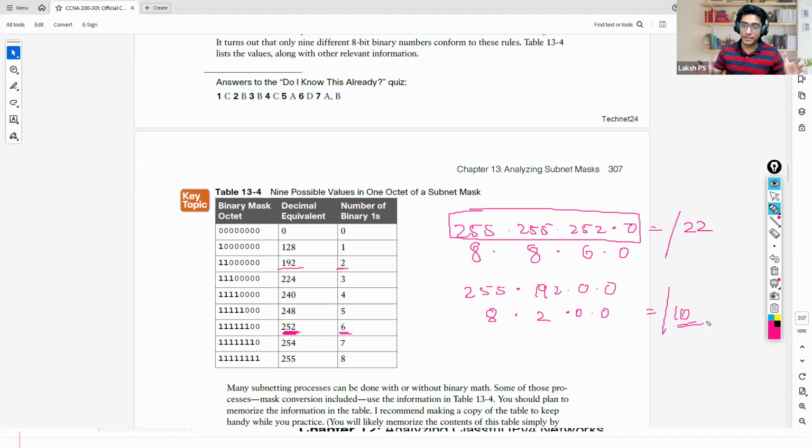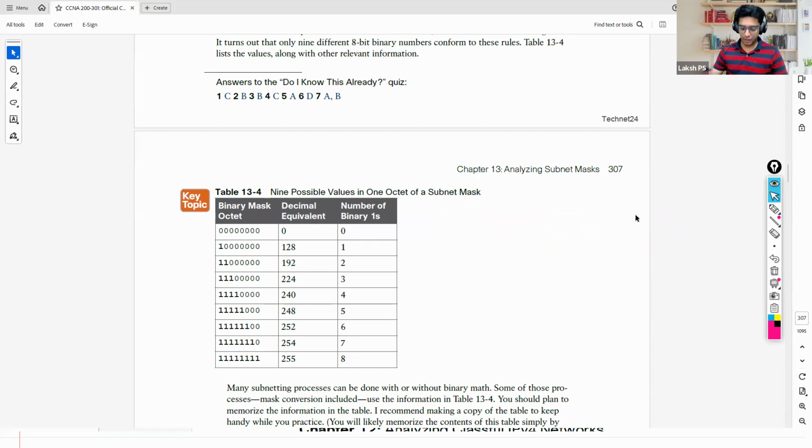In real time, you may see an address mask in the full 255.255.255 form, or in the slash form as well. The slash form is nothing but the total number of ones in that address mask, which gives us the slash value.